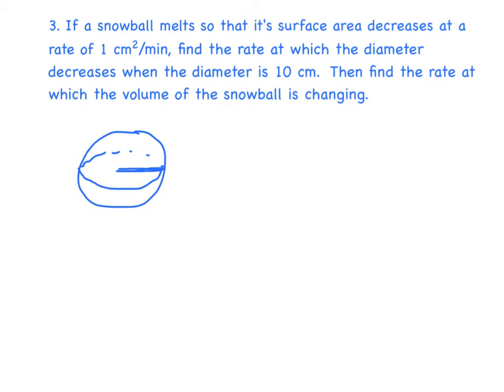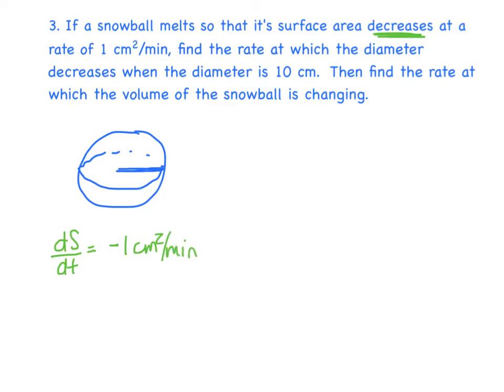All right, and so now go back into the problem, unpack what are they telling us. So it's telling us that it melts so that the surface area decreases. That tells me I'm going to have a negative rate at a rate of 1 centimeter squared per minute. So that's the surface area. Okay, we're going to use capital S for surface area. So its rate would be dS/dt is equal to negative 1 centimeters squared per minute.